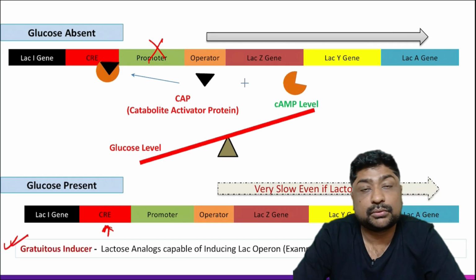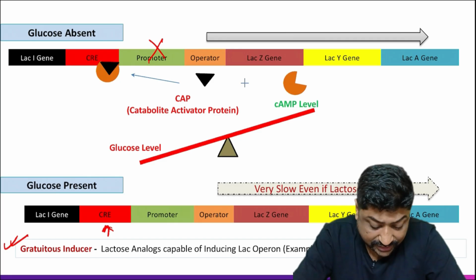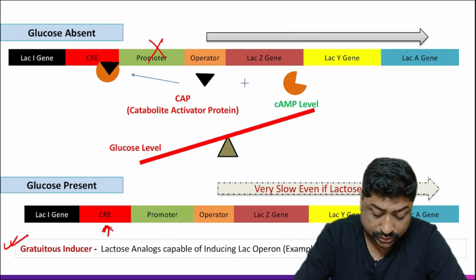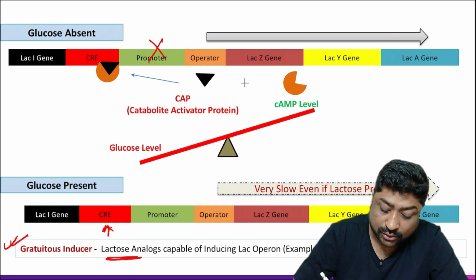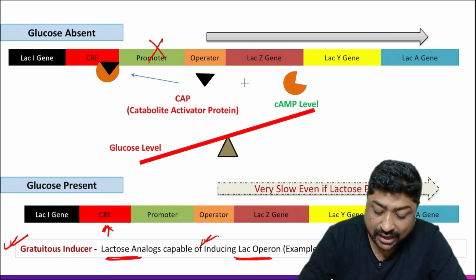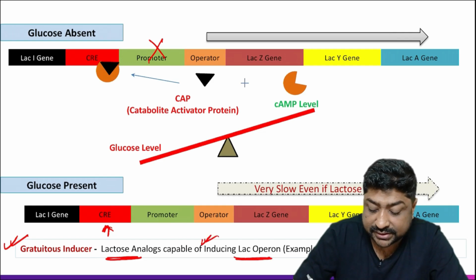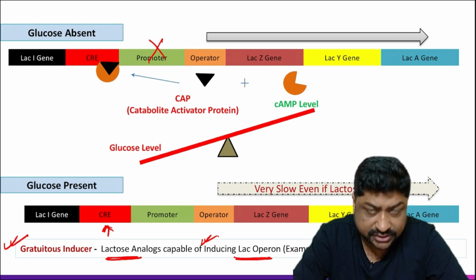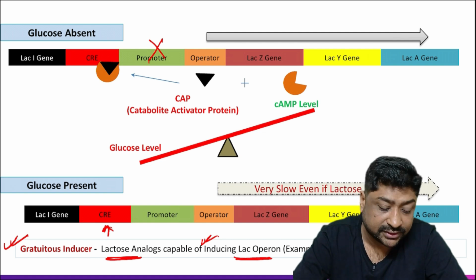Another very important question which they've asked on this topic is something called a gratuitous inducer. These are lactose analogs that can induce the LAC Operon. The example is IPTG. This was asked in one year, so I've included it in the slides.